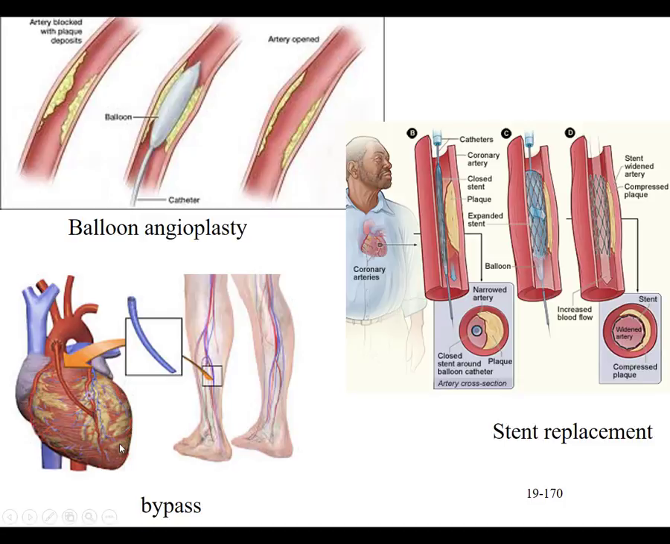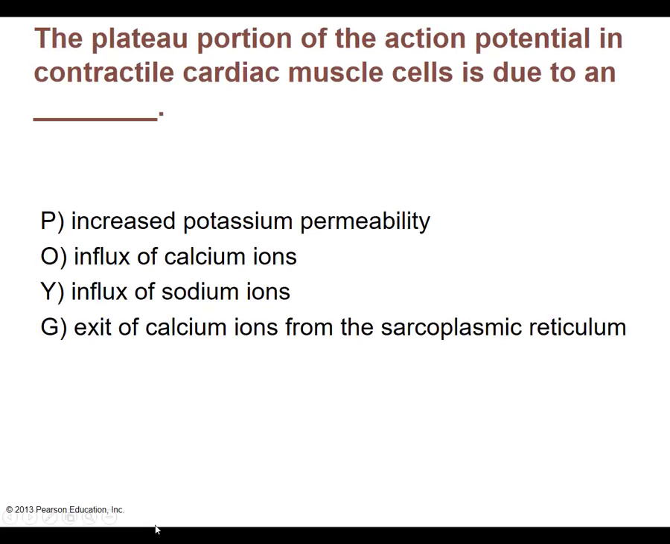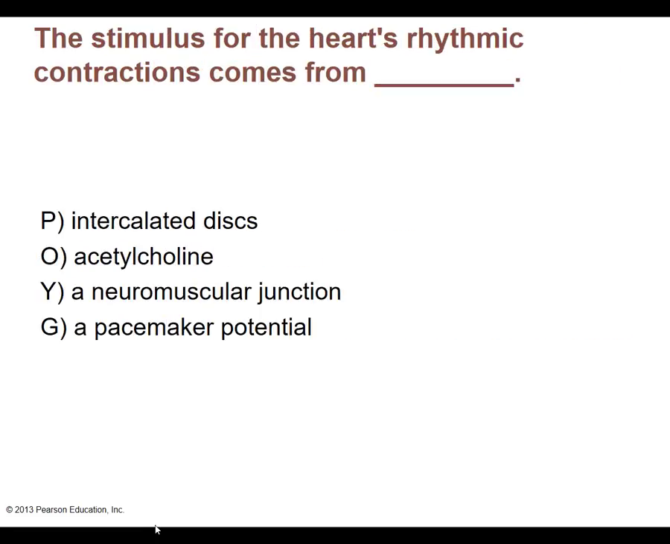All right, on to some review questions. The plateau portion of the action potential in your contracting cardiac muscle is due to, let's get through these, those calcium ions. You have a large influx of calcium ions going in, and it stays at that high plateau of the action potential. The stimulus for the heart's rhythmic contraction comes from the pacemaker potential. The fact that you have those open sodium windows, that you always have sodium going in, makes it kind of unstable, and it always wants to contract.